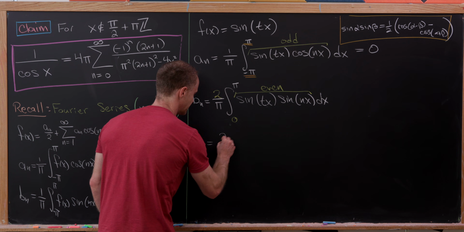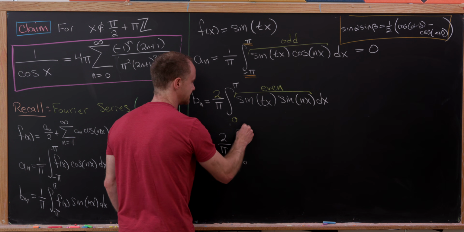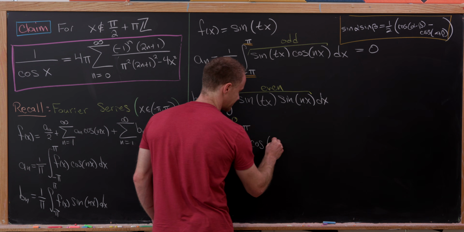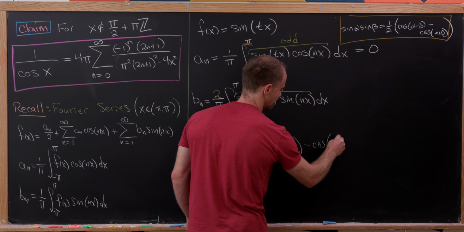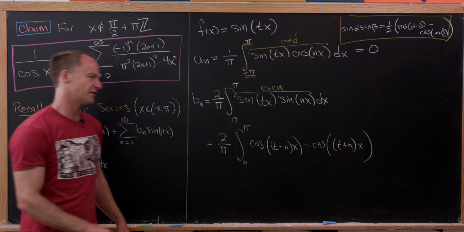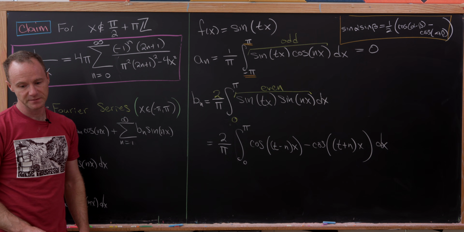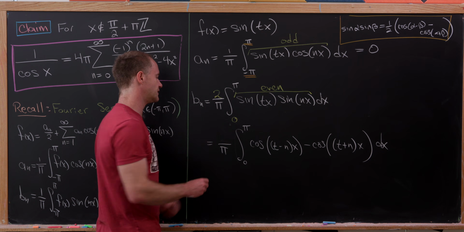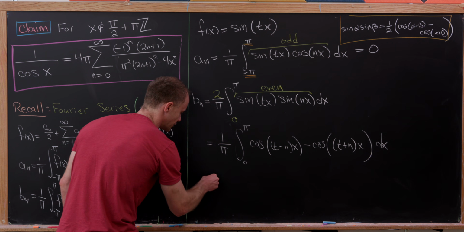That's going to leave me with 2 over pi times the integral from 0 to pi of cosine of the difference, so that'll be (t minus n) times x, and then minus cosine of the sum, that'll be (t plus n) times x. Now the antiderivative of cosine is sine, and then we need to evaluate these at the two endpoints. Oh, but before we do that, I realized that I brought this 2 down, whereas the 2 should have been canceled by that 1/2. Okay, so anyway, now we're ready to take our antiderivatives and plug in our endpoints.